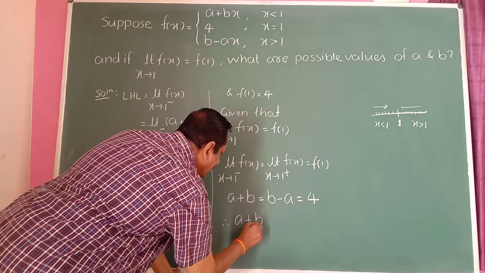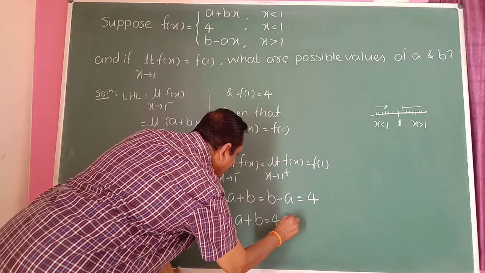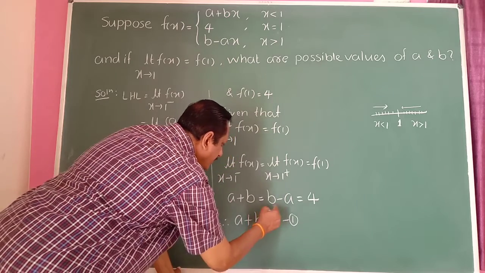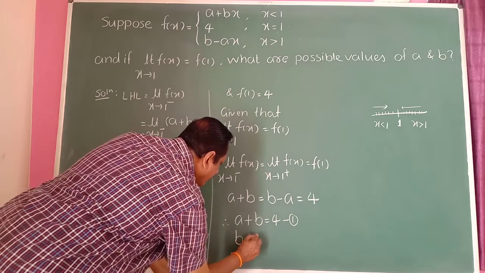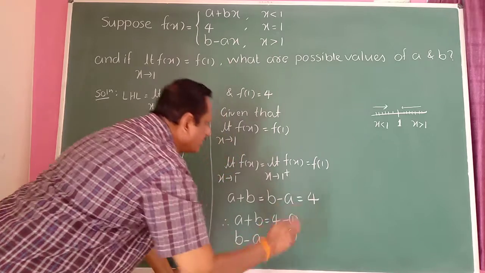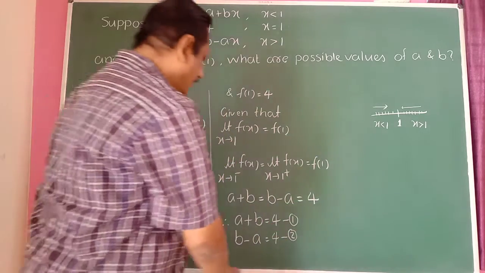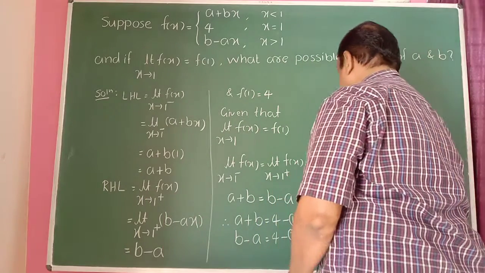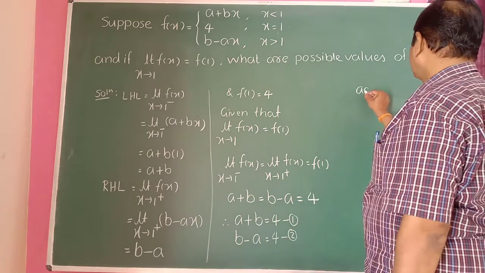A plus b is equal to 4. Take this as equation number 1. B minus a is equal to 4. Take this one as equation number 2. Then adding 1 and 2.